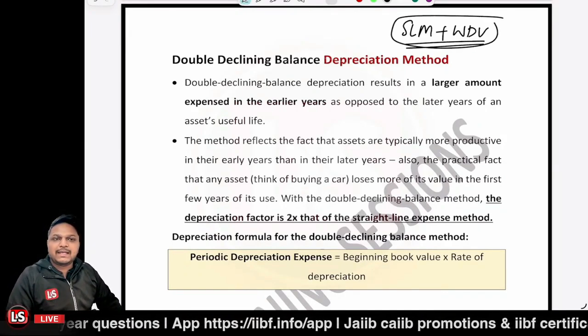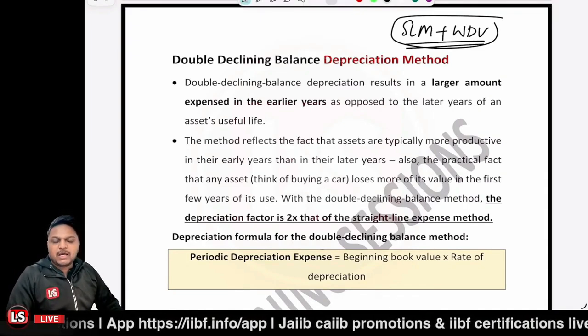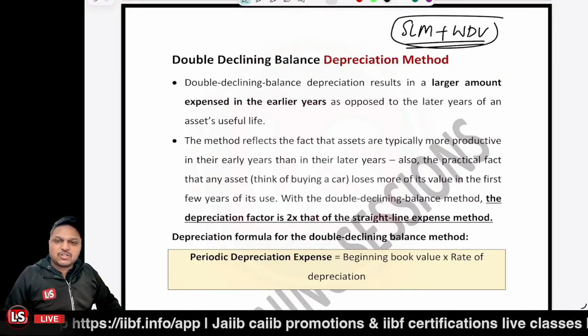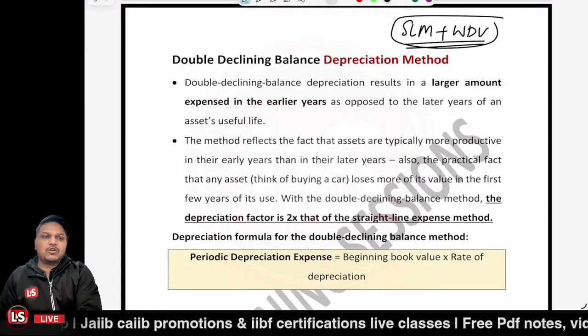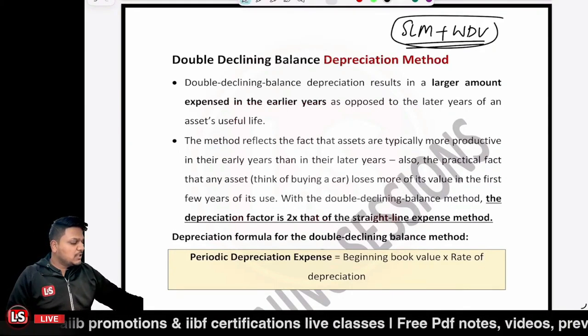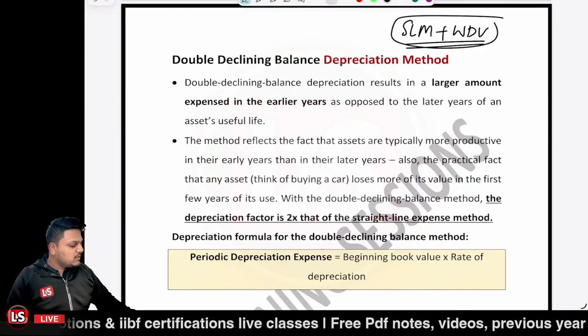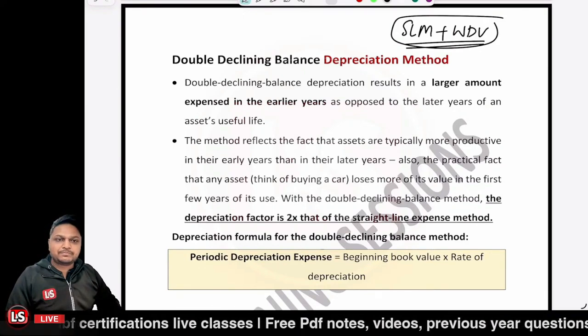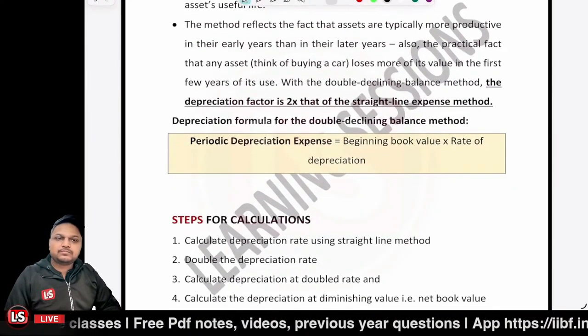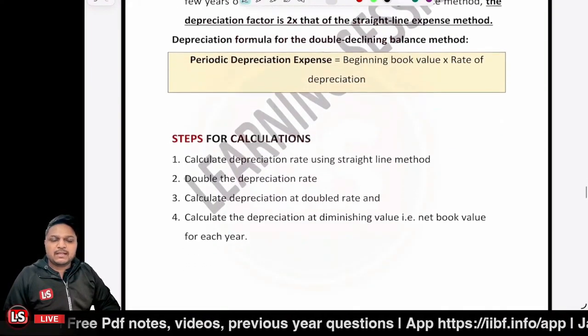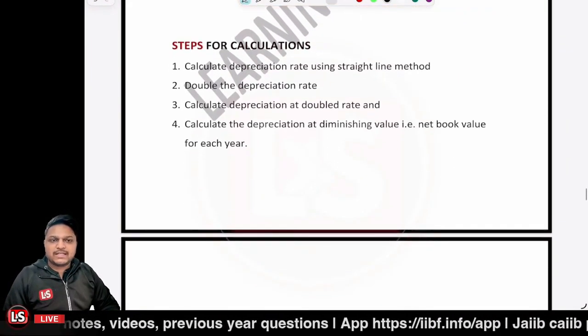Now in the double declining method of depreciation, a larger depreciation expense is charged in the initial years and later on lesser depreciation will be charged, because that's the main purpose of the accelerated method of depreciation, right? And how do we calculate the same? How do we basically solve the questions for it? Let's have a look at it.